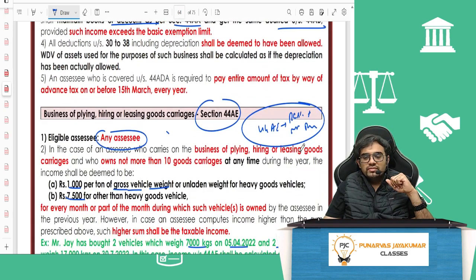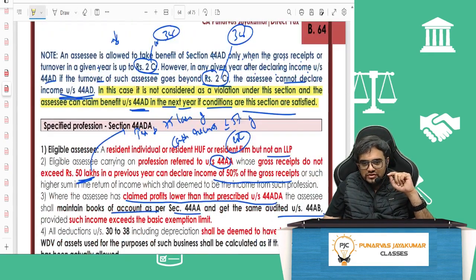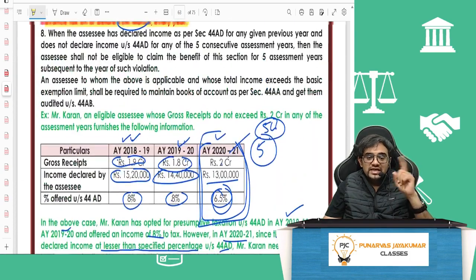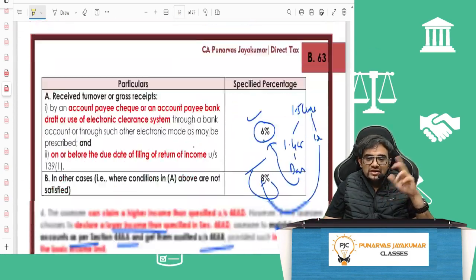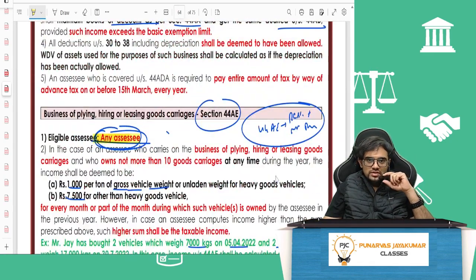Next comes income from hiring or leasing goods carriages, 44AE. In this case, any SSE. Mind you, here it is any SSE. So they'll ask you, a foreign company wanted to get into plying of hiring or leasing goods carriages. You cannot write not applicable. This is for all SSEs. Important MCQ question: for 44ADA and 44AD it is resident individual, resident HUF, resident firm, but not LLP. If they give you resident LLP wants to do 44ADA, not possible. Resident LLP wants to do 44AD, not possible. Resident LLP wants to do 44AE, possible. Foreign company wants to do 44AE, possible.